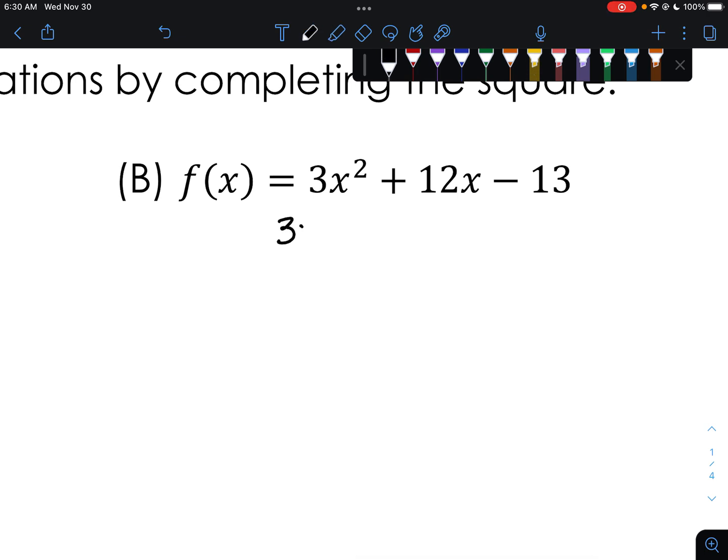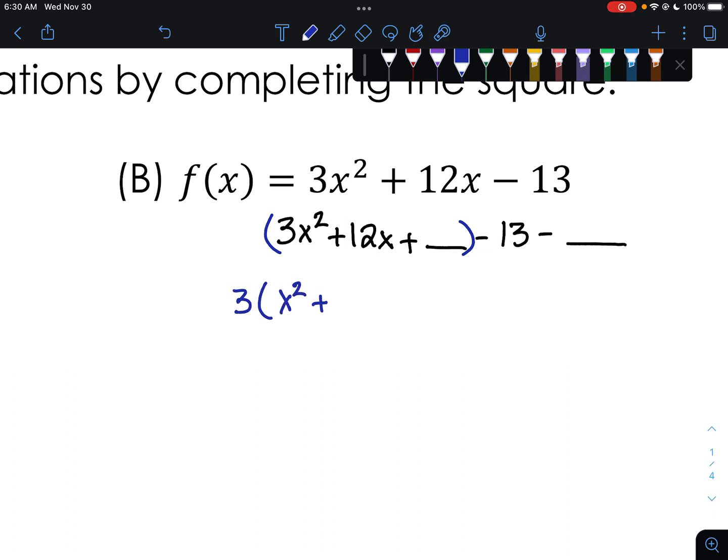We start by adding in our spaces after the second term. So after the 12x, we add in a space. And then we add in our second space after the negative 13, the last number. Then we see that there's a greatest common factor in these first three terms right here. So what we're going to do is factor that out. That leaves us with an x squared plus 4x plus space, and then minus 13 minus space.